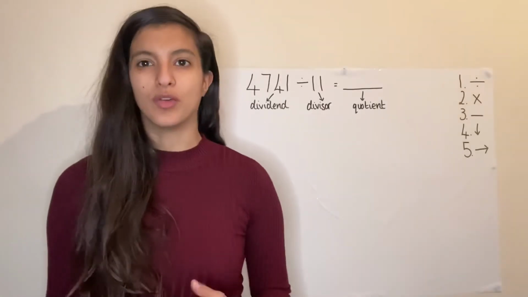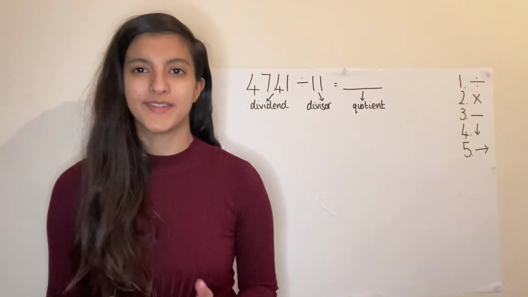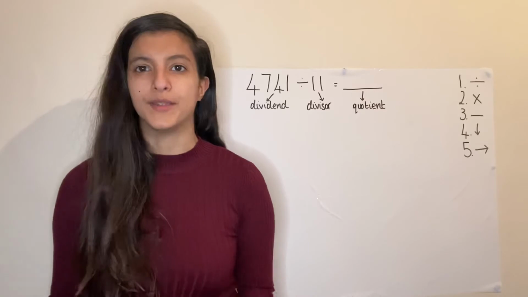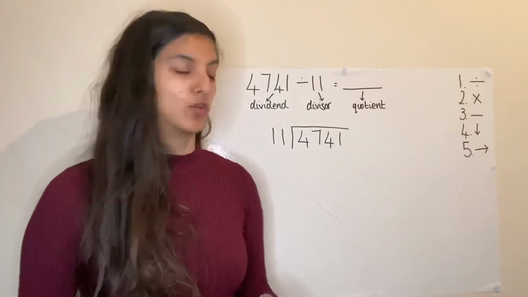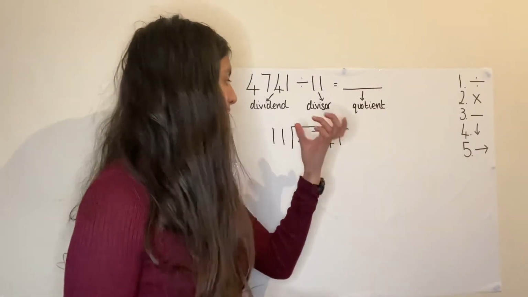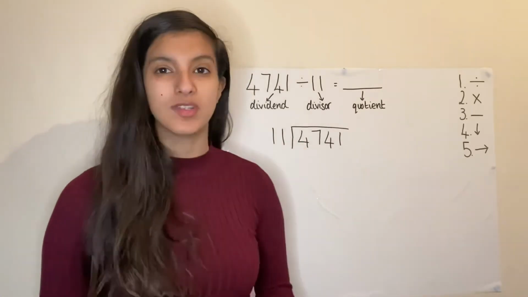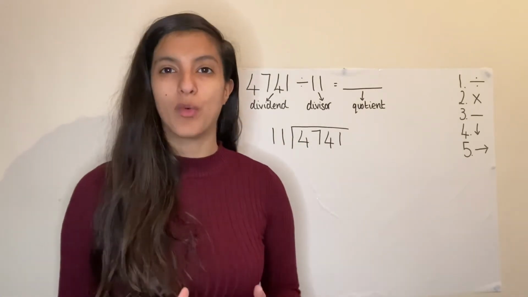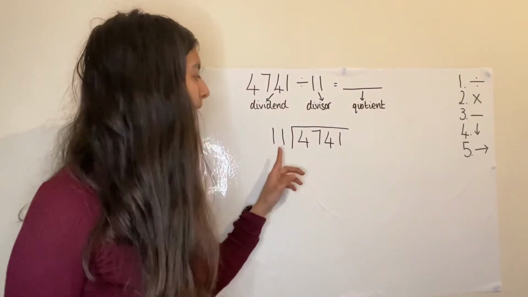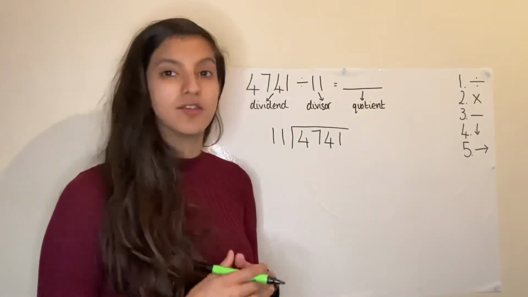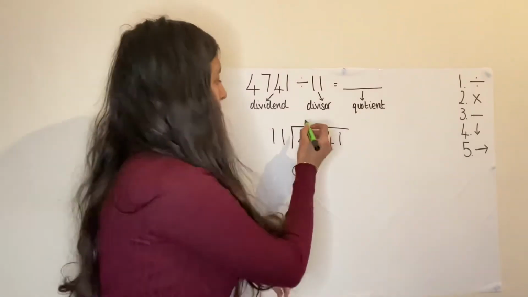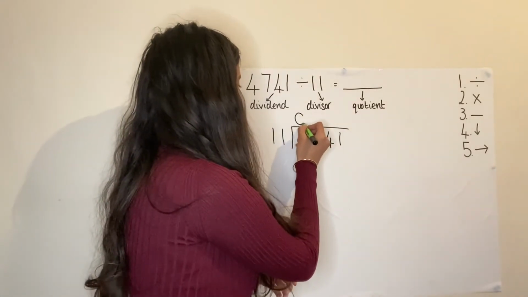The next question we're going to look at is 4,741 divided by 11. Right, so I've got 4,741, which is my dividend inside my bus stop, and then my divisor, which is 11, outside my bus stop. And I've got to start with step 1. So I've got to work out how many times does 11 go into 4. Now 11 doesn't go into 4, so that's going to be 0.